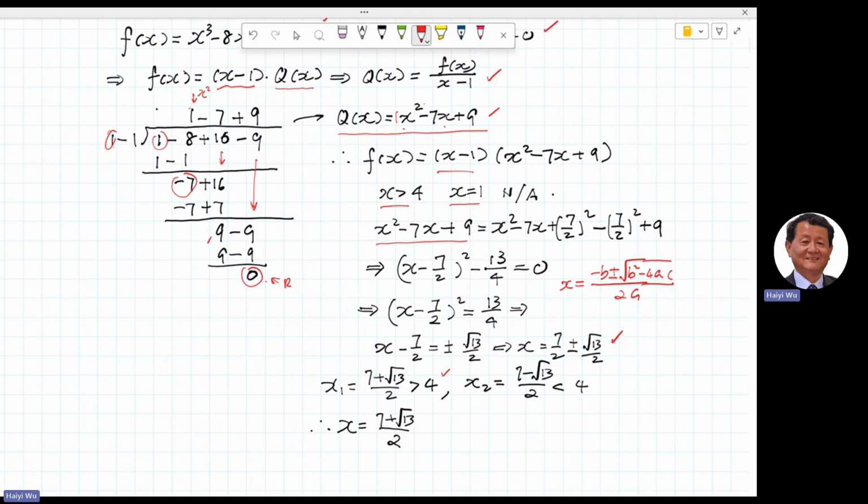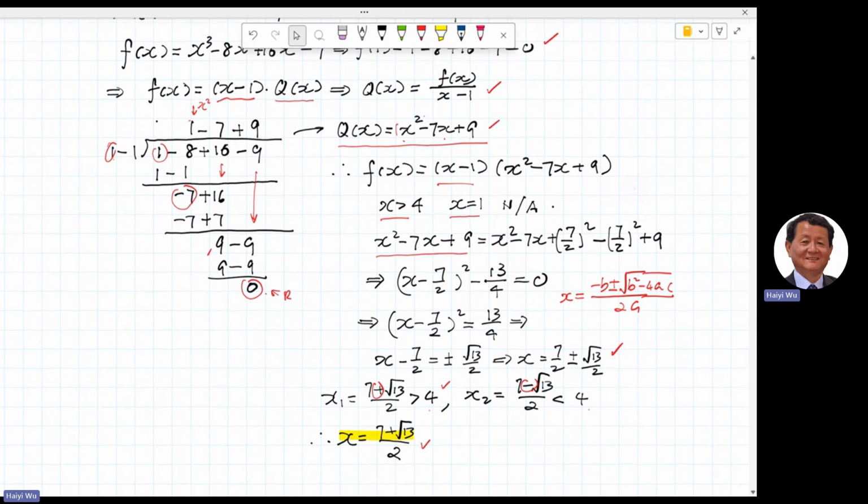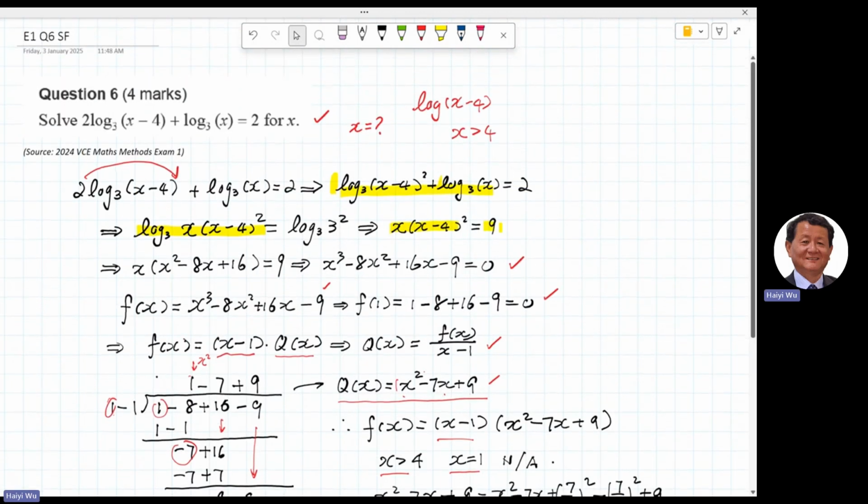Now, we've got two answers, one positive and one negative. Which one do I choose? I choose this one because I need x greater than 4. The only answer is this one; that one is less than 4. Therefore, the final answer is x equal to 7 plus square root 13, divided by 2. That's it. This solves the log and the quadratic equations using long division.